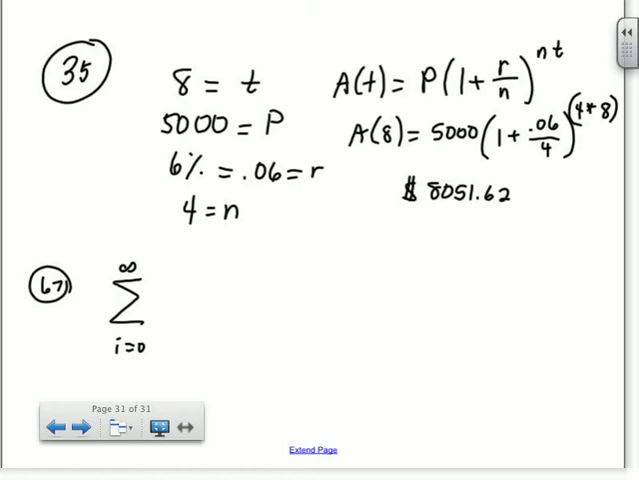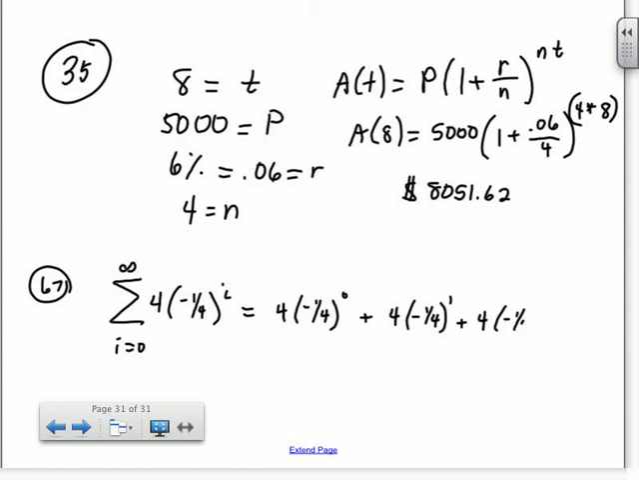Okay, you have a series notation, so sigma. Okay, let's see what's happening in this. Like when I plug in 0, I'd have 4 times negative 1/4 to the 0. The next one would be 4 times negative 1/4 to the 1. The next one's 4 times negative 1/4 squared. The pattern is that each time you're multiplying by one more of those negative 1/4.